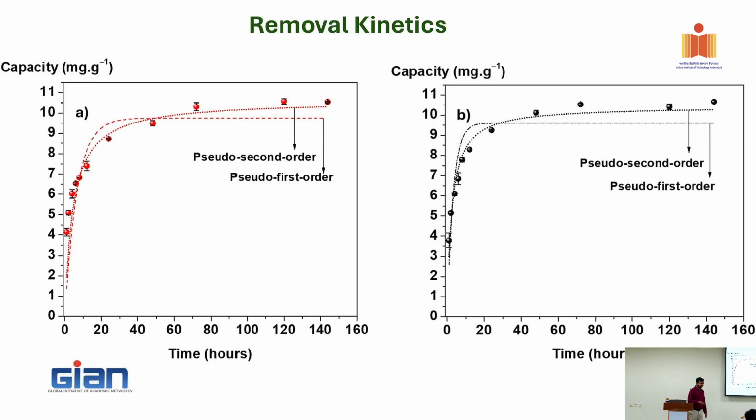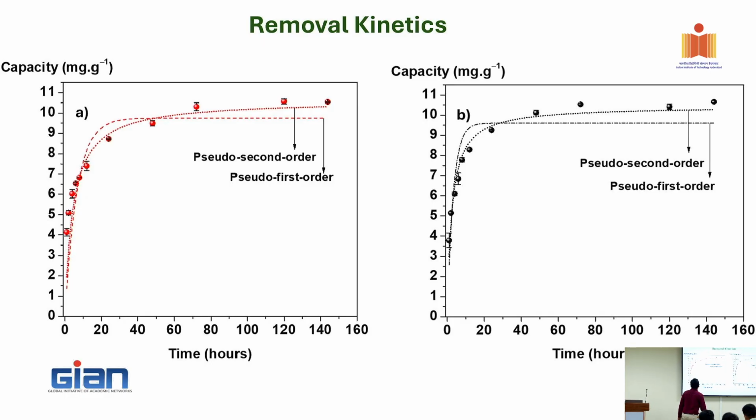Once we attached it to the solid support, we started doing adsorption. We add urine to it and take a sample at regular intervals of time. We started from 30 minutes, 1 hour, 2 hours, 4 hours, 6 hours, 8 hours, and went all the way to 144 hours. At each point of time, we looked at how much it is able to remove, what its kinetics are, how fast it is adsorbing onto the media, and how it is modeling.